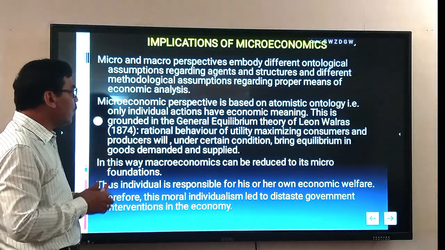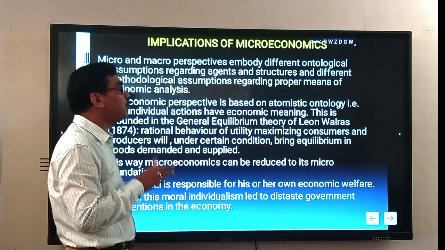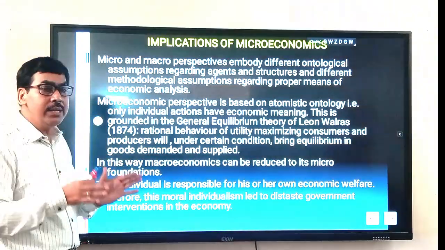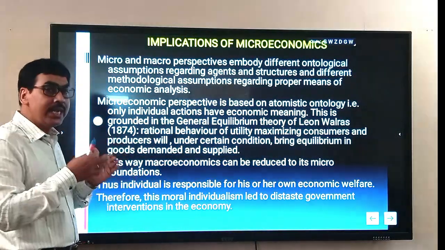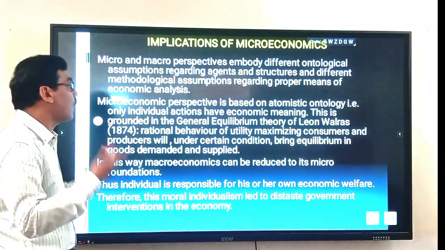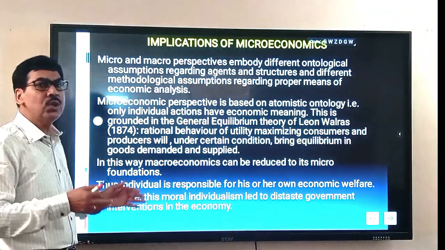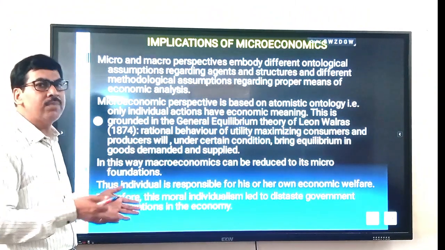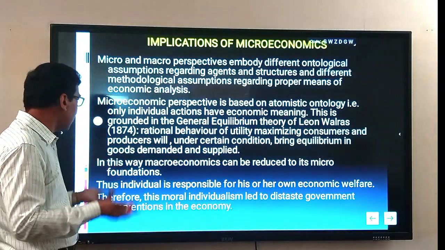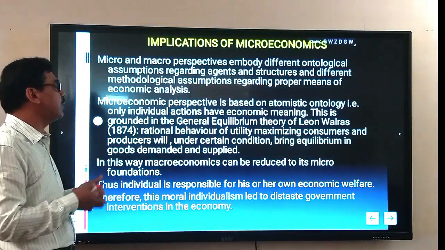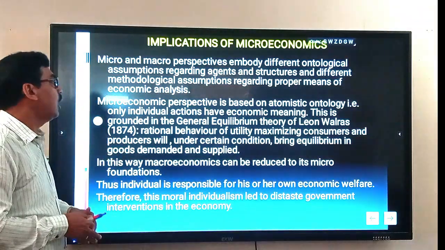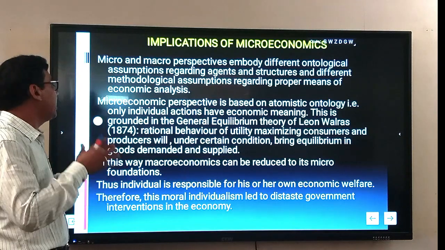The microeconomic perspective is based on atomistic ontology. That is, it is based on individual views, giving much more importance to the individual actions which have some meaning in economics. In the economy, individuals are the be-all and end-all of everything. This is grounded in the general equilibrium theory of Leon Walras, who says that rational behavior of utility maximizing consumers and producers will, under certain conditions, bring equilibrium in goods demand and supply.